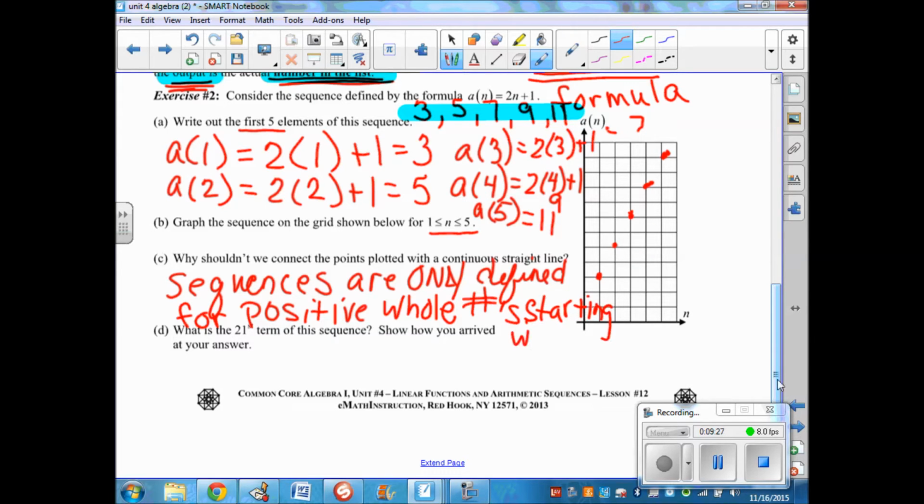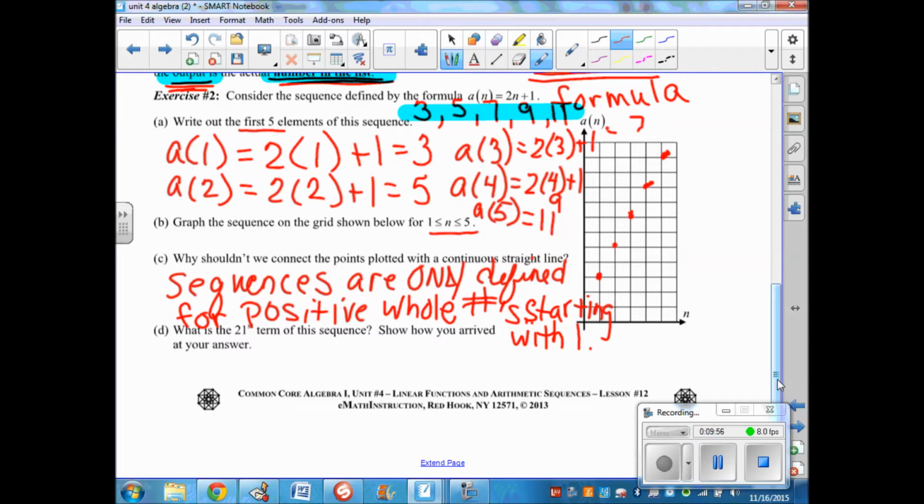So keep in mind, there is no such thing as the 1.5 position in line. There's no such thing as 1.5 position in line. We have the first position, the second position, the third, the fourth, and so on. But we can't have a fractional position in line. It's not possible.